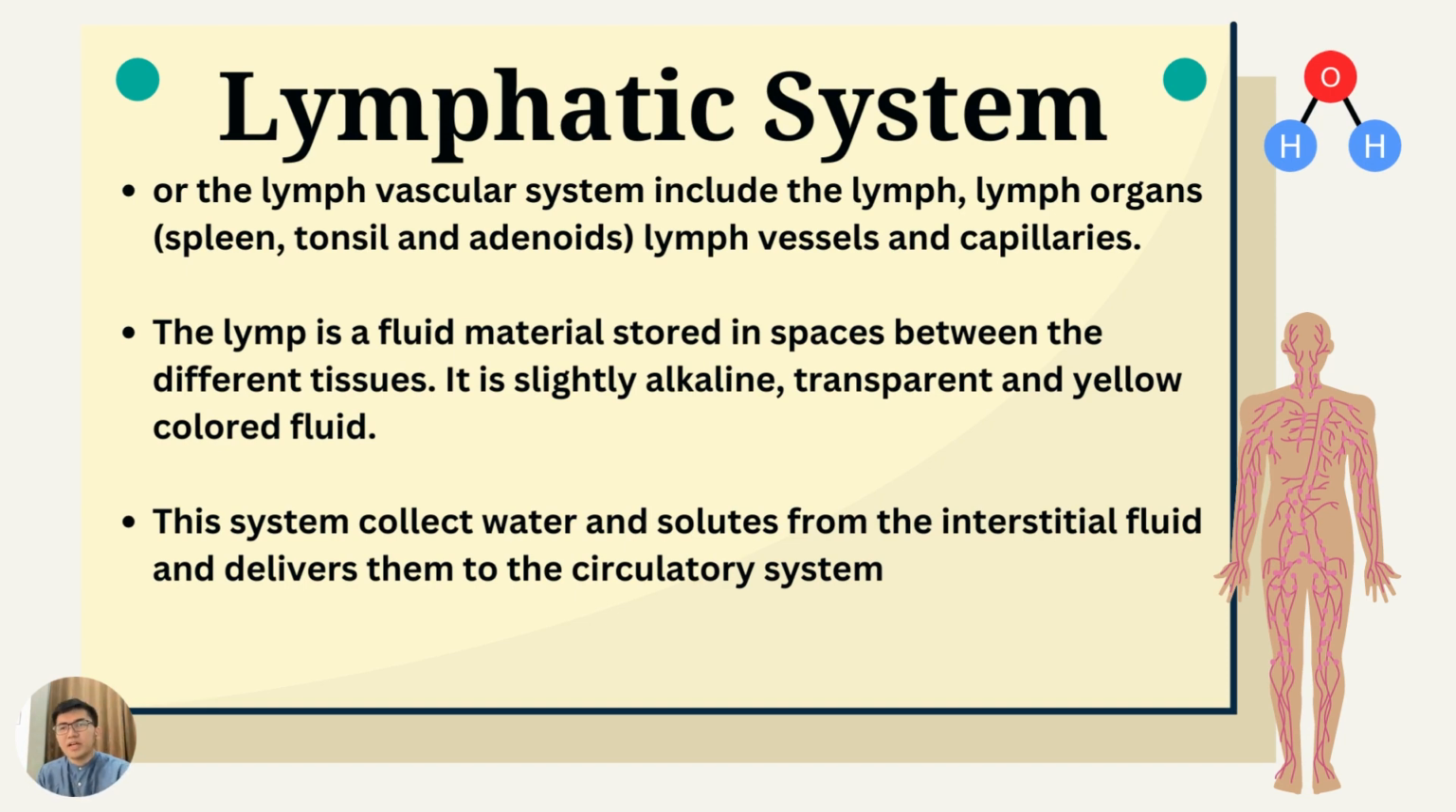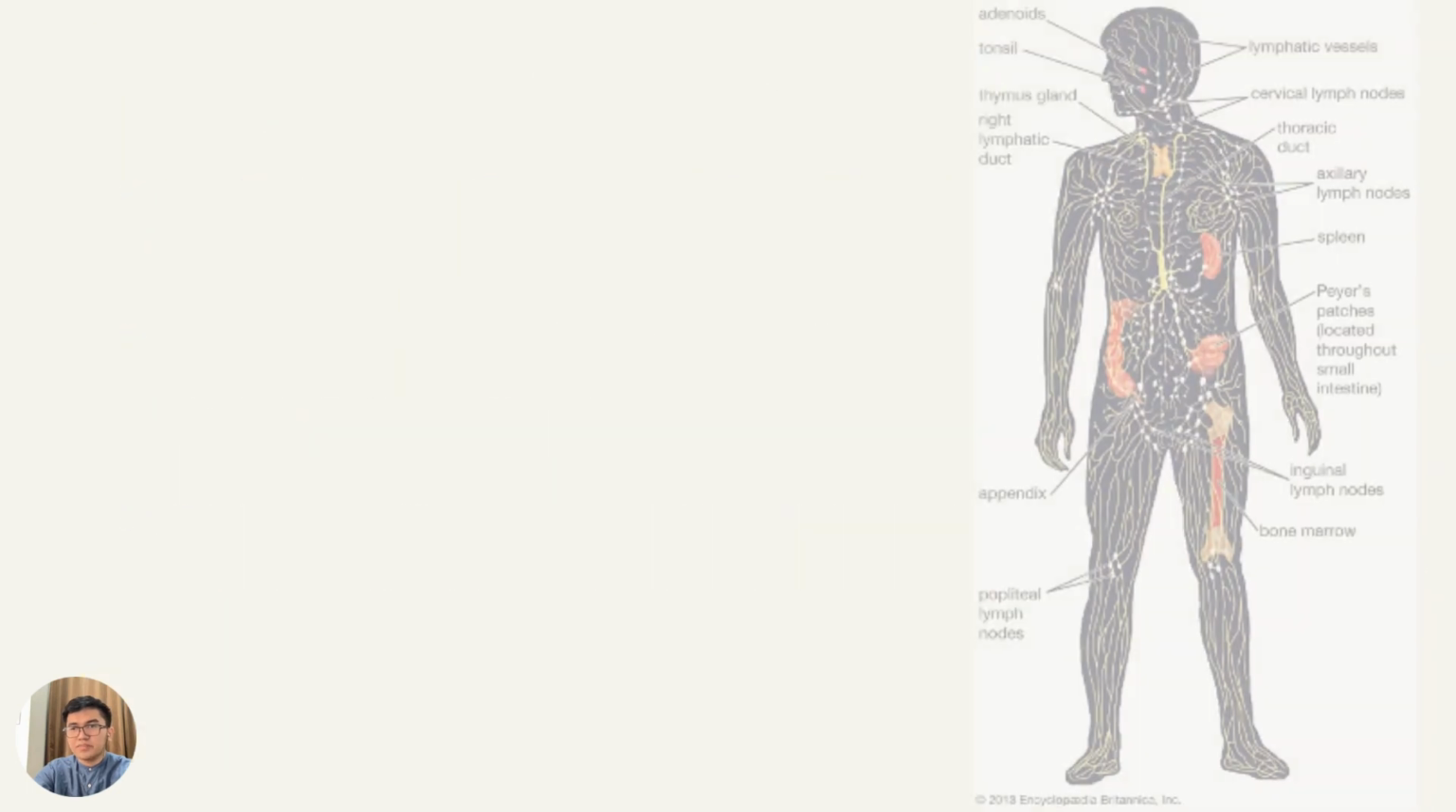Next, we can talk about the lymphatic system, or the lymph vascular system, including the lymph organs. Lymph organs are the spleen, tonsils, and adenoids, along with lymph vessels and capillaries. The lymph is a fluid material stored in the space between the different tissues. It is a slightly alkaline, transparent, yellow-colored fluid. This system collects water and solutes from the interstitial fluid and delivers them to the circulatory system.